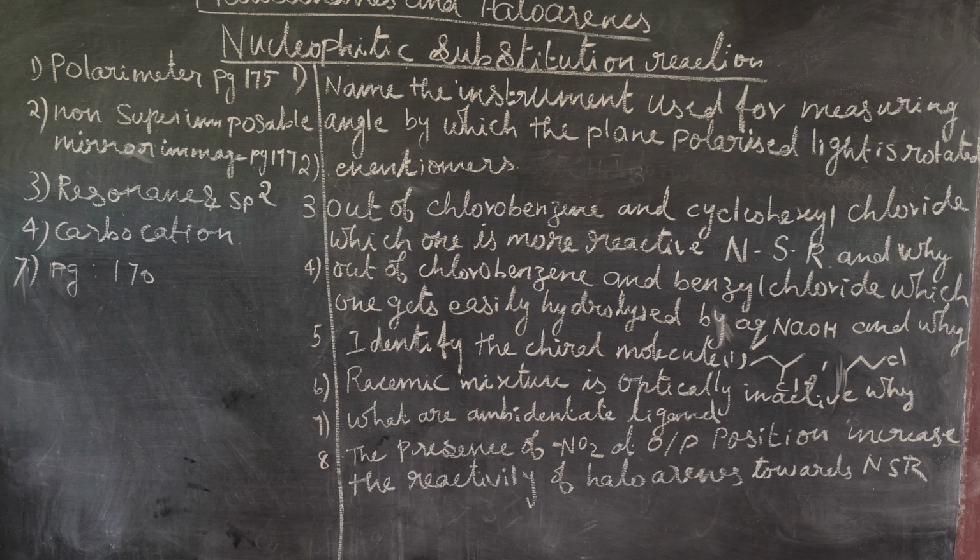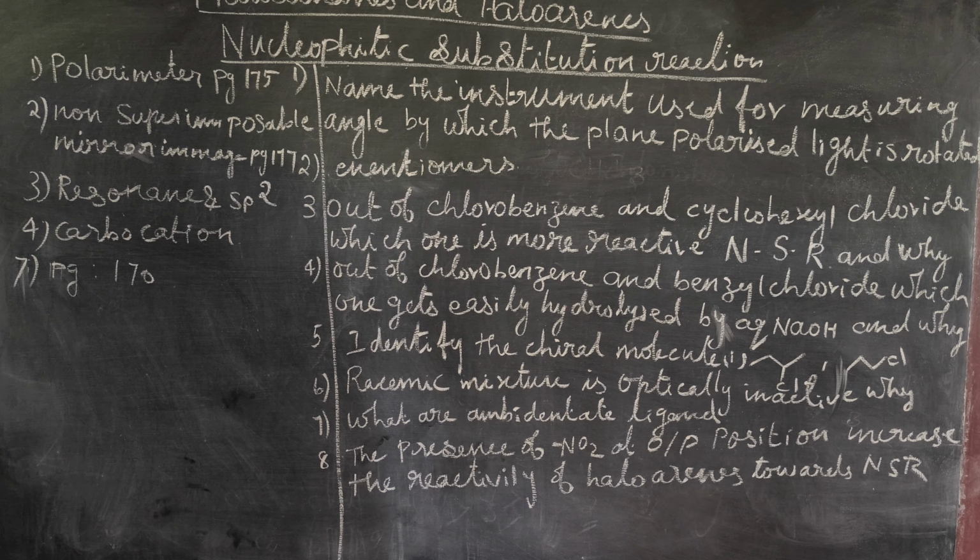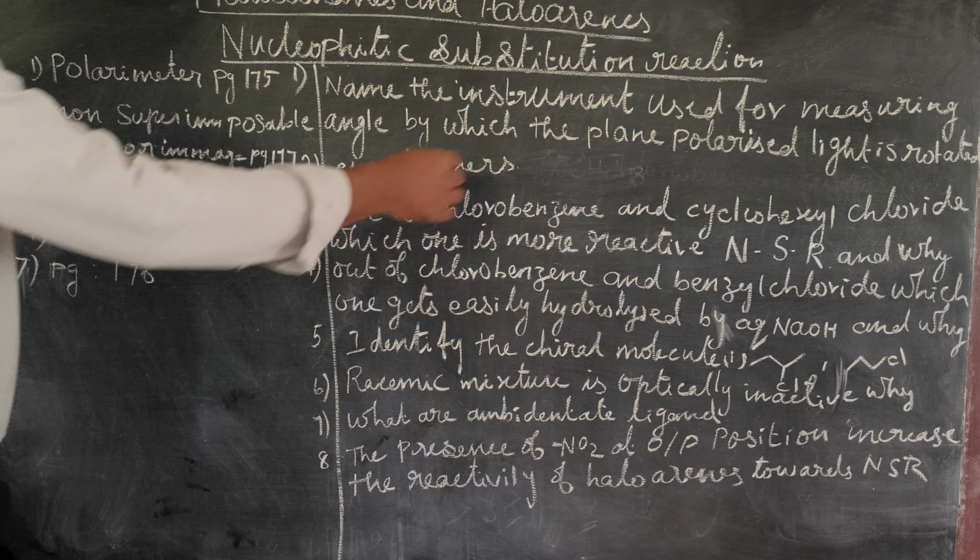First question you will see: name the instrument used for measuring the angle by which the plane polarized light is rotated. They are asking to name the instrument.